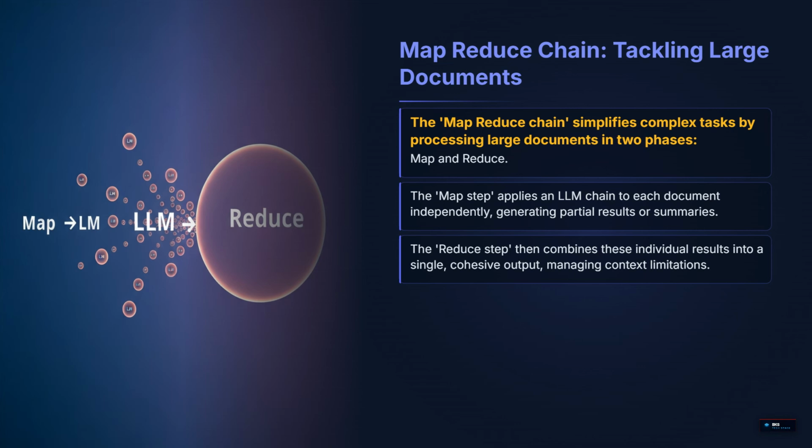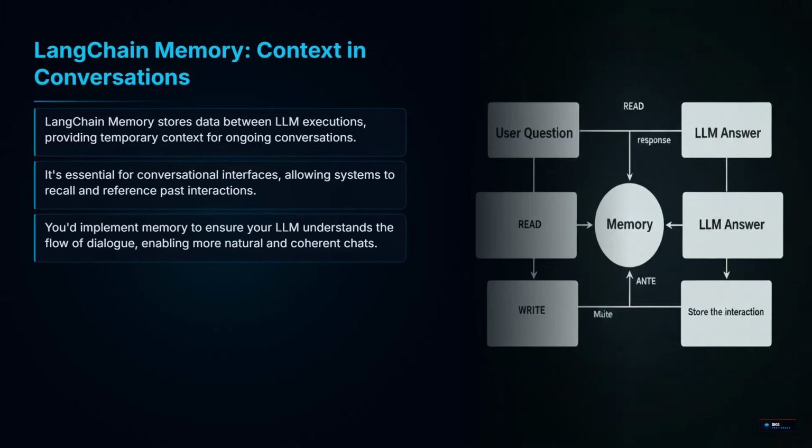For any truly conversational LLM application, memory is non-negotiable. It allows your system to remember past interactions, preferences, or context, making conversations feel natural and continuous. Without memory, every LLM call would be like talking to someone who instantly forgets everything you just said. LangChain's memory system handles this by storing chat messages and other relevant data, ensuring your LLM can reference previous turns in a conversation and build coherent responses.